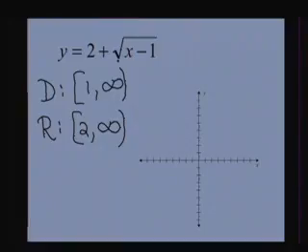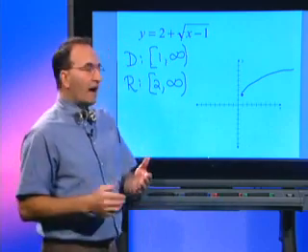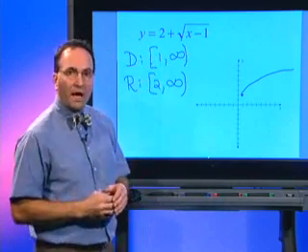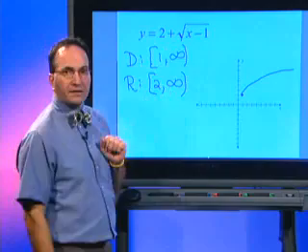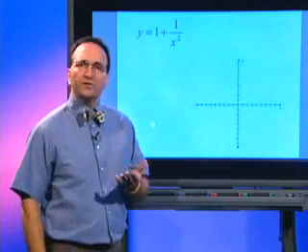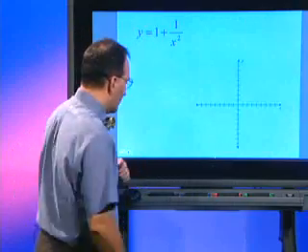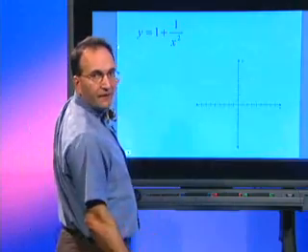So for the graph, we start at the point (1, 2) and then draw going out to infinity. All right, so that's the graph for y equals 2 plus the square root of x minus 1. Let's look at our second example, which is y is equal to 1 plus 1 over x squared. The first thing we need to do, of course, is find the domain.